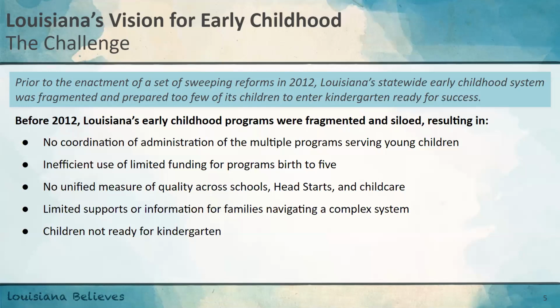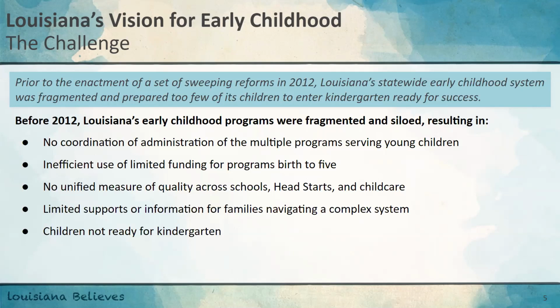So I want to start with walking through what the challenge was in Louisiana around the early childhood world prior to 2012. As I'm sure most of you know, in 2012, a set of sweeping reforms was enacted, which we call Act 3. The reason that reforms were made was because there was a pretty serious challenge in the state. For the most part, the challenge was that the early childhood programs were fragmented and siloed.